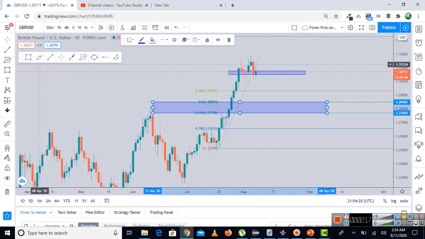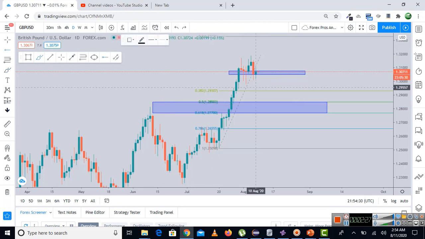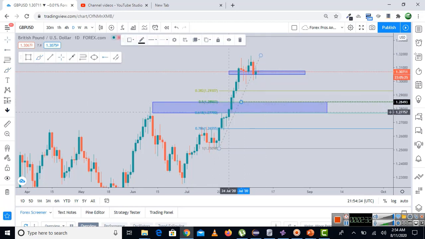The reason for that is that you can see this structure aligns well with the area between the 0.5 and 0.618 level. So just for the sake of being safe, what will we do? We will set our daily target at the 0.5 level, where we could close our trade and be safe.